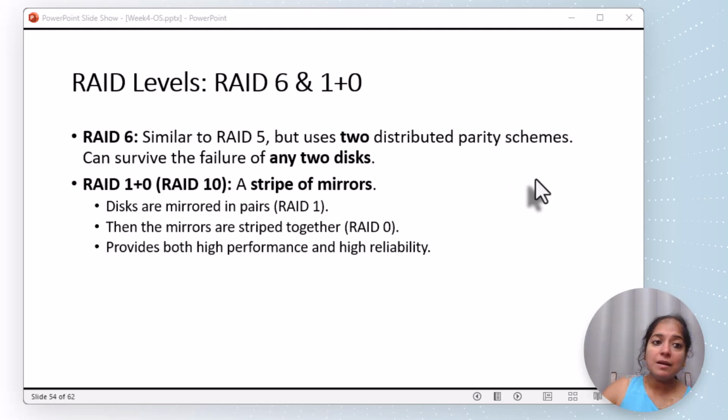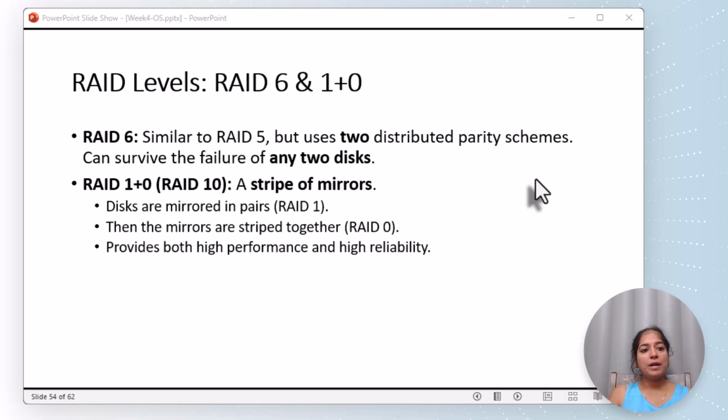Then the other RAID levels consist of RAID 6 and RAID 1+0. RAID 1 plus 0 is also called RAID 10. So RAID 6 is similar to RAID 5 but uses two distributed parity schemes instead of one. So it can survive the failure of any two disks. It uses the dual parity.